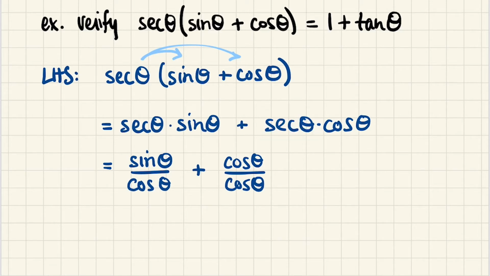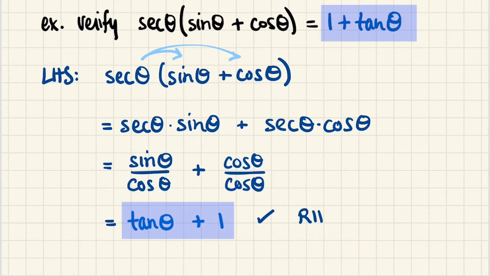And remember, we're trying to arrive at 1 plus tangent of theta. Well, this is great news, because sine of theta over cosine of theta is indeed tangent of theta, and cosine of theta over cosine of theta is, of course, equal to 1. So we have arrived at the right-hand side. So that completes the proof. That's it.